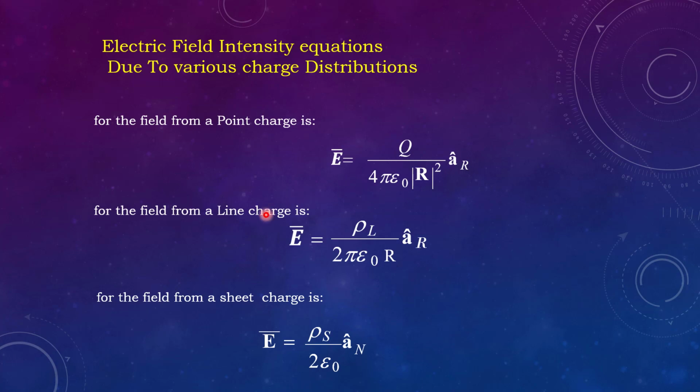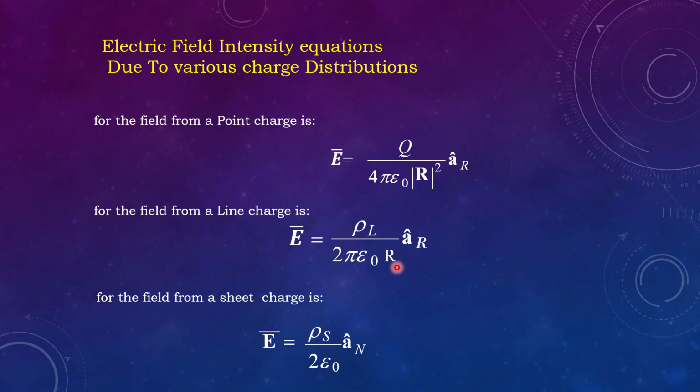The second equation is because of the line charge, and it is given by E bar is equal to rho L divided by 2 pi epsilon naught R into AR cap. Remember here it is only R that is present in 2 pi epsilon naught R. Where R is the perpendicular distance between the line charge and the point where we want to find the intensity.